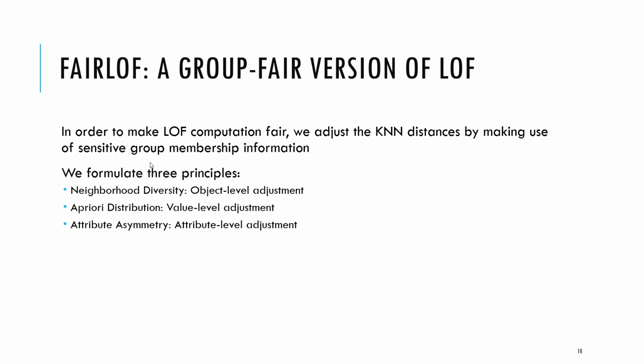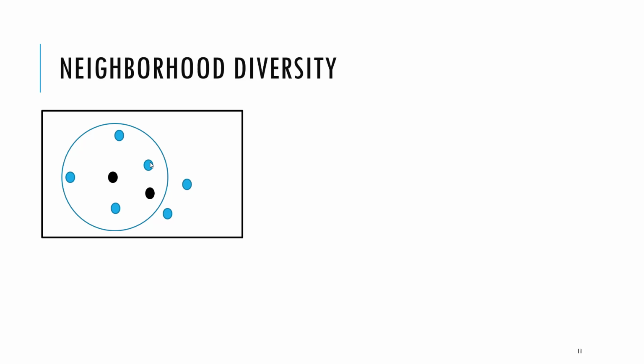One is called the neighborhood diversity principle, the other one is called the a priori distribution principle, and the third is called the attribute asymmetry principle. We'll look at each of them separately. So let's look at the neighborhood diversity principle.